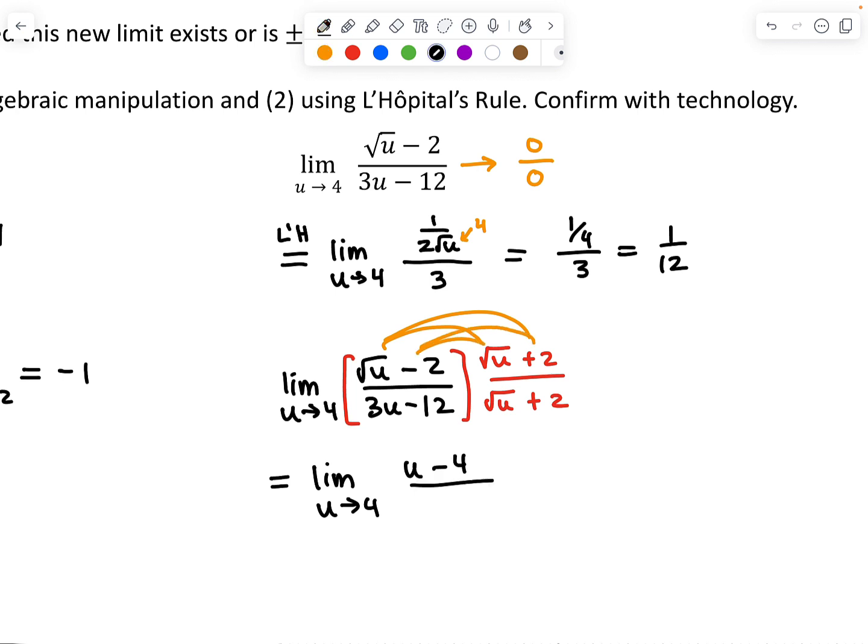I do not FOIL the denominator, instead I continue to factor it. I'll factor that 3 out and leave the rad u plus 2 as a separate factor. This allows me to see the cancellation of these u minus 4s.